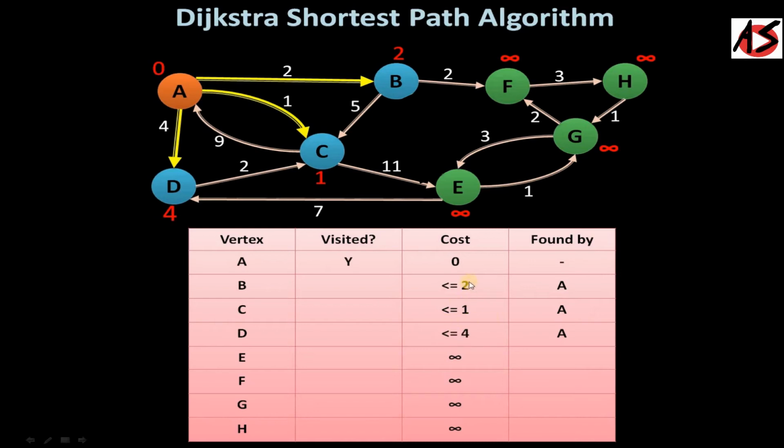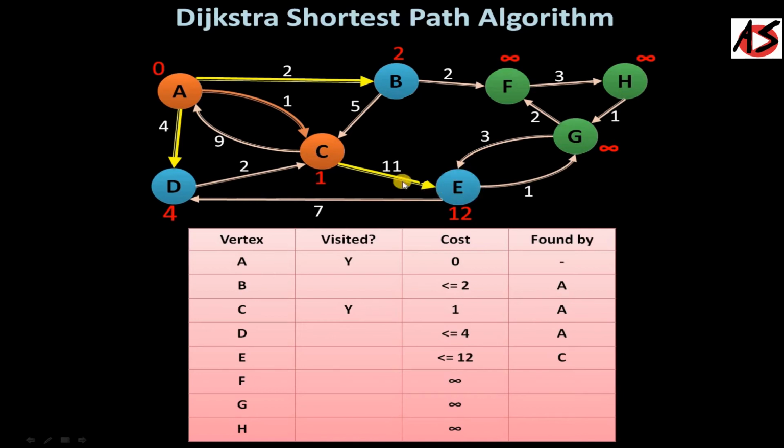Since Dijkstra algorithm is a greedy algorithm, it takes the first minimum cost. Here the cost of D is 4, cost of C from A is 1, cost of B from A is 2. So the minimum cost from A is for node C. So we will connect this node and mark it as a visited node. Now we have visited node C. So we can explore one new node, that is node E.